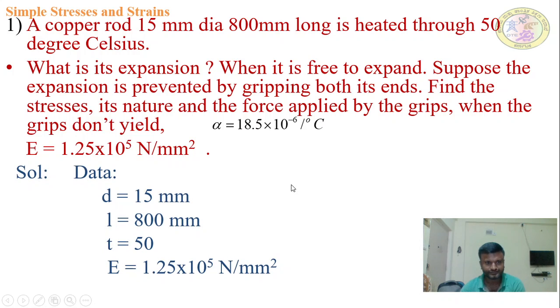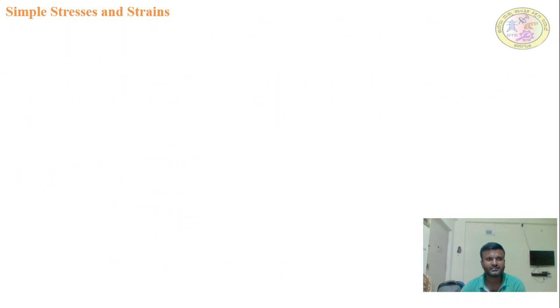Data are given. The diameter of the copper bar is 15 mm, length of the copper rod is 800 mm, and temperature T is equal to 50 degrees. It is heated through 50 degrees. E is equal to 1.25 into 10 to the power of 5 Newton per mm square, and alpha, the linear thermal expansion, is 18.5 into 10 to the power of minus 6 per degree centigrade.